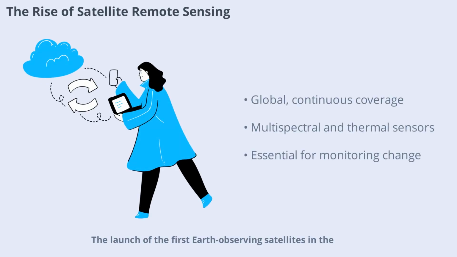The launch of the first Earth-observing satellites in the late 1950s marked a new era for remote sensing. Satellites like Landsat, SPOT, and IRS have provided continuous global coverage for decades. These platforms carry multispectral and thermal sensors, enabling large-scale monitoring of land use, vegetation, and environmental changes. Satellite data is now indispensable for scientists, governments, and industries worldwide.